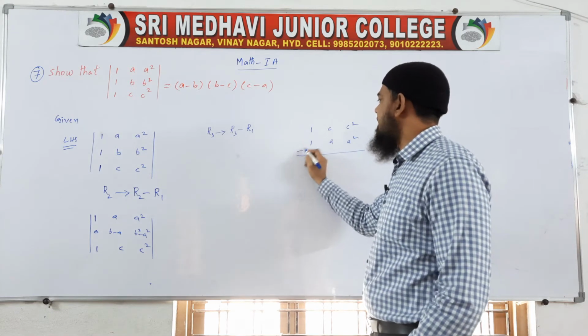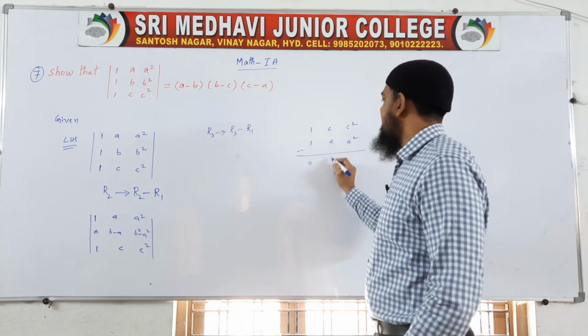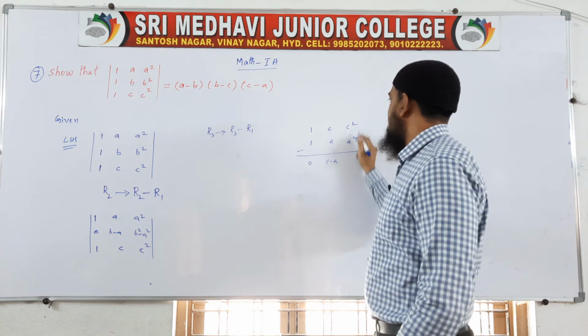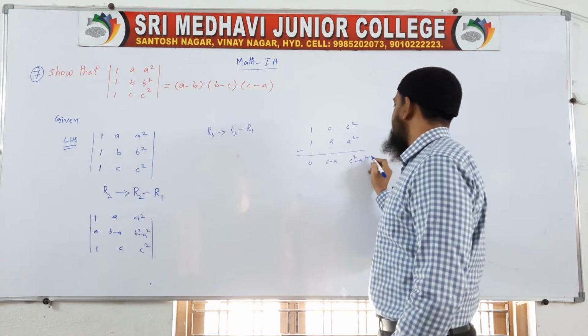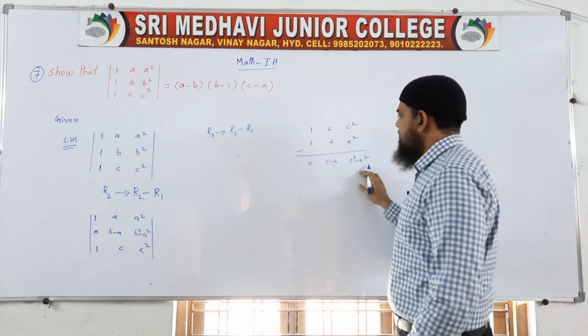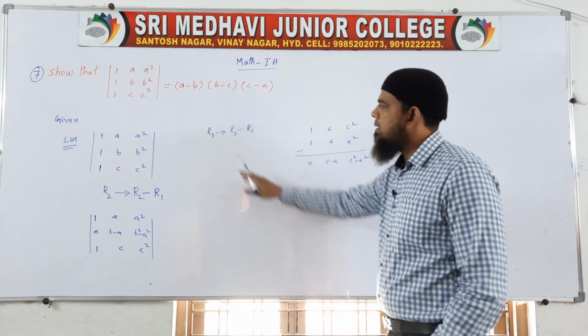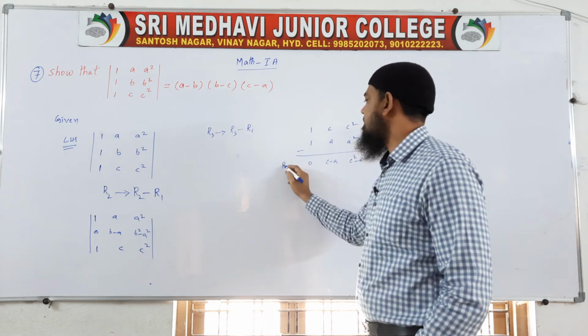Subtracting. Minus, is there no subtracting? 1 minus 1 is 0. C minus A. Yes, C minus A. This is C square minus A square. These three we have to write in place of R3.